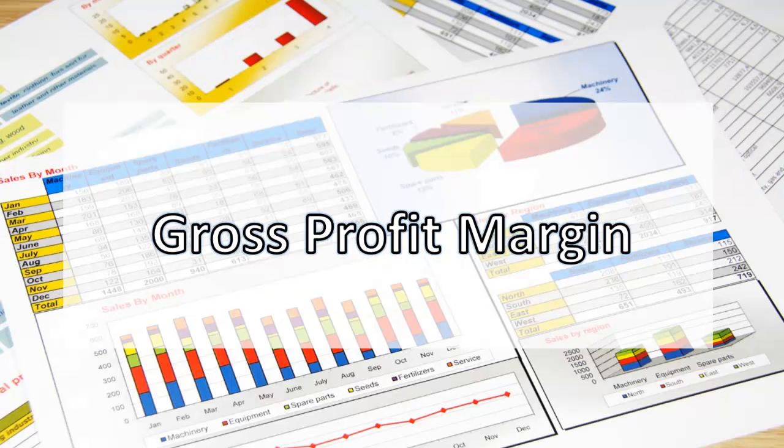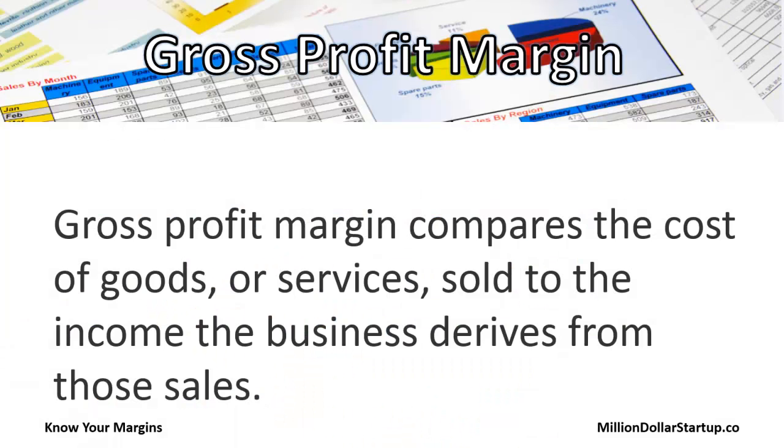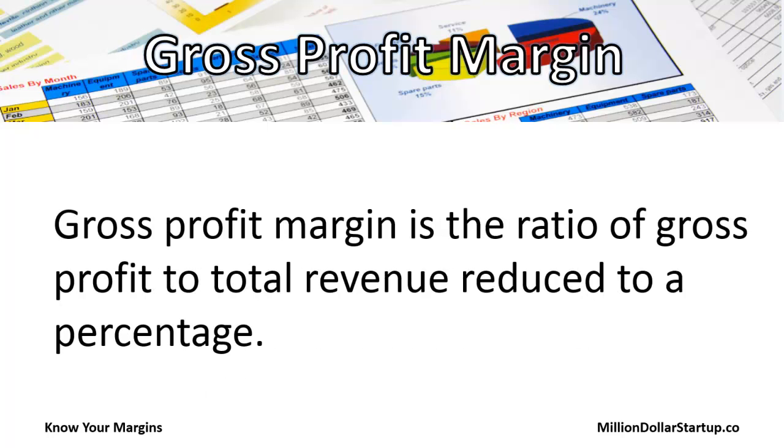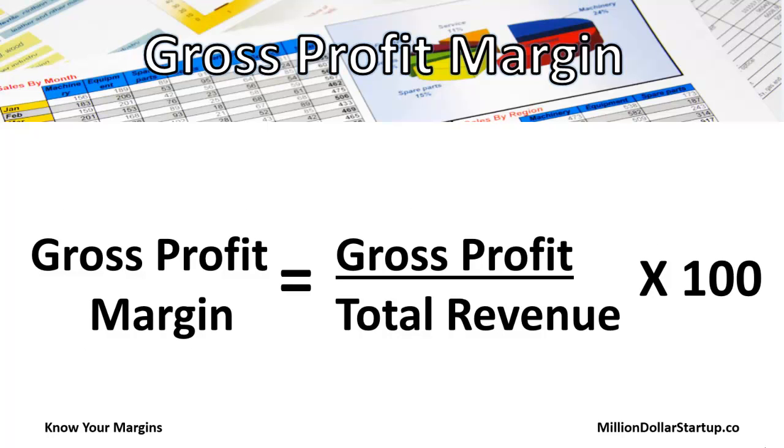So let's start first by talking a little bit about gross profit margin, how you calculate that, and the information that gives you about your business. Gross profit margin is really telling you about the cost of your goods or services, if that's what you're selling, compared to the total revenue that the business brings in. So the gross profit margin is the ratio of gross profit to total revenue and then expressed as a percentage. The formula for this is just to take your gross profit divided by the total revenue and then reduce it to percentage by multiplying that by 100.